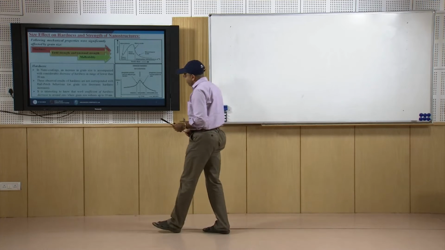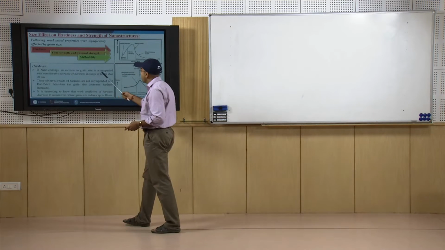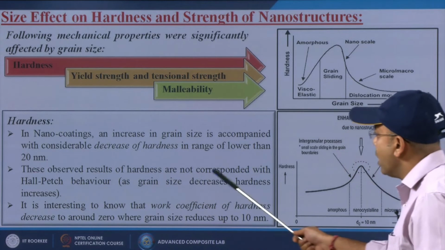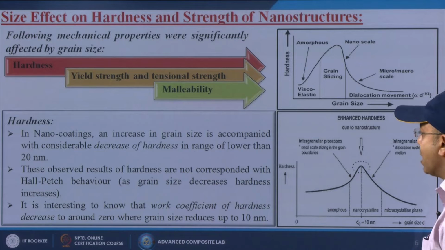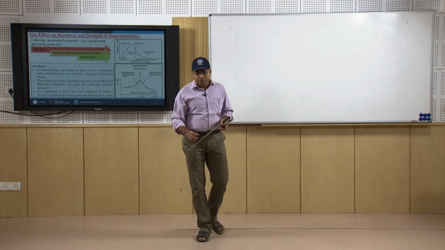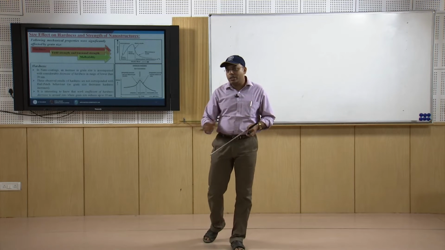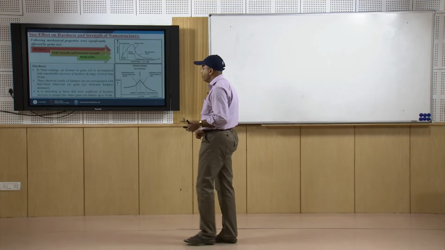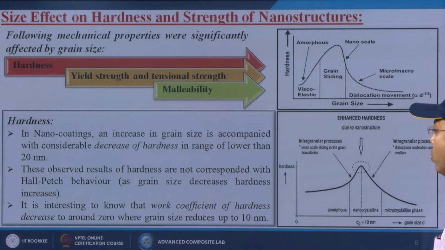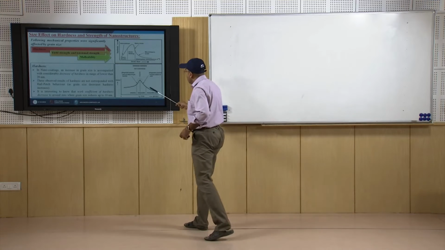So what is the hardness? In nano coatings, an increase in grain size is accompanied by a considerable decrease of hardness in the range lower than 20 nanometers. These observed results of hardness do not correspond with Hall-Petch behavior, where as grain size decreases, hardness increases. So we have already said that in the nanometer range the Hall-Petch relation is not working properly. It is interesting to know that the work coefficient of hardness decreases to around 0 when the grain size reduces to 10 nanometers.